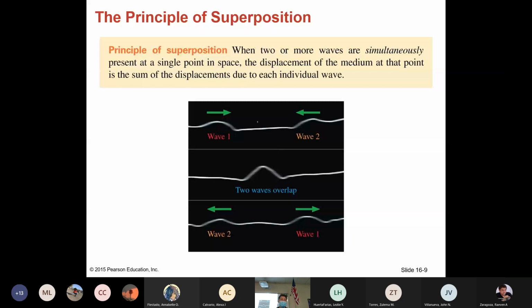Yeah. So they're not really affected by one another. Afterwards, wave 2 even has the same general shape that it did before, and wave 1 does too. So they're not really affected by one another. They pass through each other pretty much unaffected.